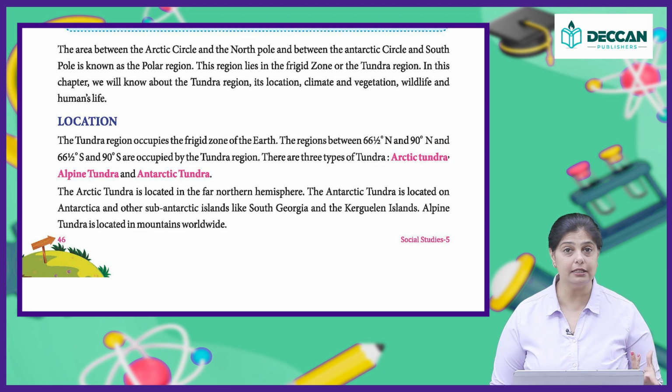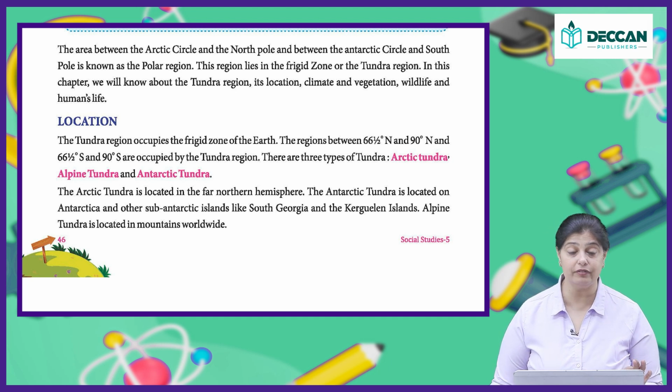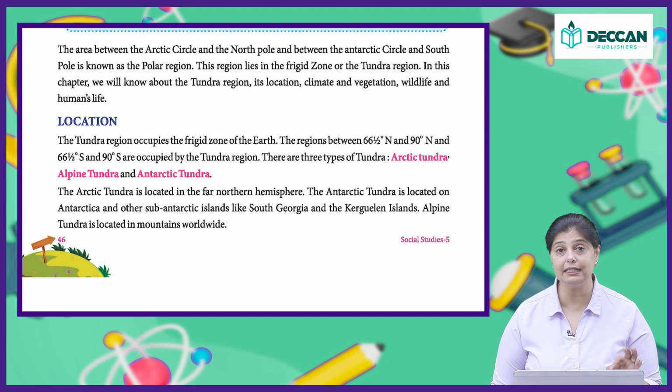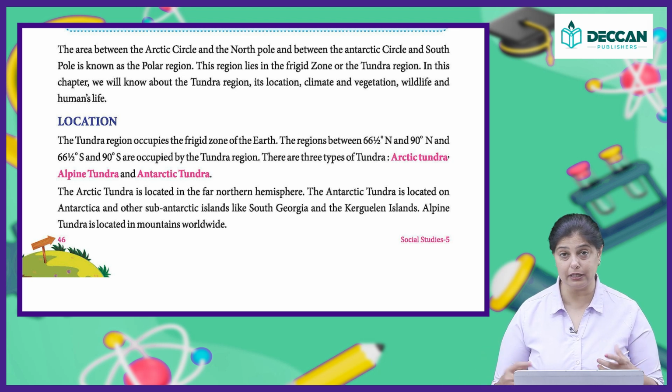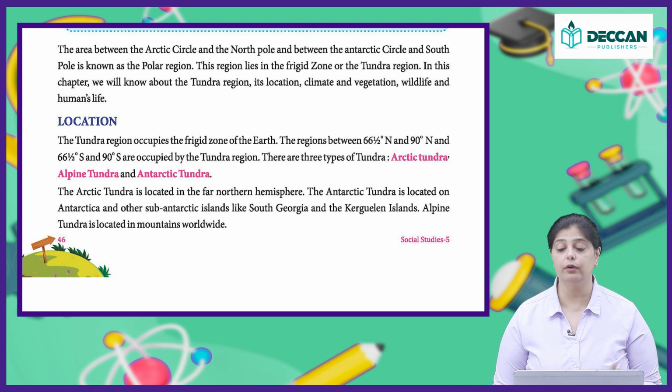As we said, it is in the frigid zone of the earth, the tundra region. And this region lies between 66 and a half degrees north and 90 degrees north and 66 and a half degrees south and 90 degrees south, which is on the extreme side from the equator. Now there are three types of tundra: Arctic tundra, alpine tundra and the Antarctic tundra.